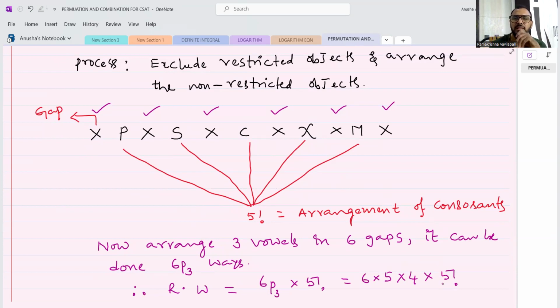So whenever some restricted objects do not come together, first arrange the non-restricted objects and then see how many gaps are there. In those gaps, we have to arrange the restricted objects. It works for any number of restricted objects, whether 2 or 3 or 4 or 5, etc.